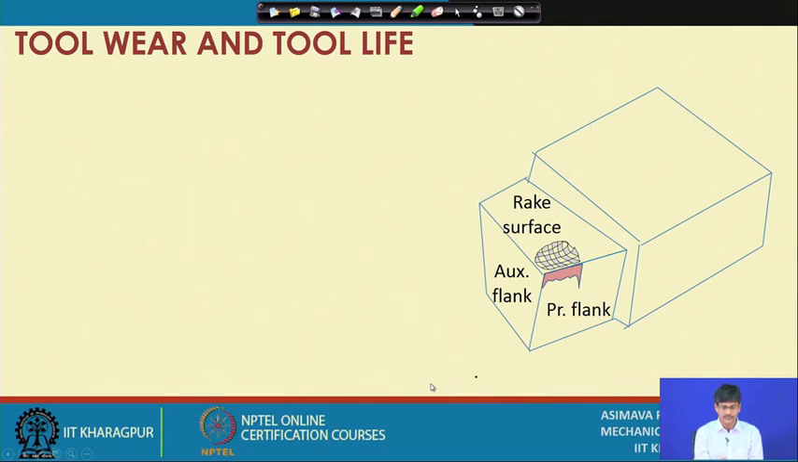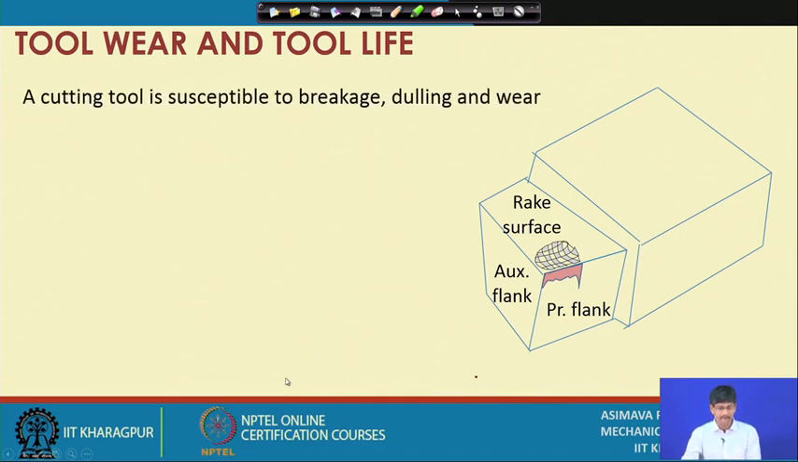Today's actual discussion is on tool wear and tool life. What do we mean by this? Tool wear means that whenever a tool is being used for removing material, after a few minutes of use, if you take out the tool and look at the tip of the tool, which is defined by the intersections of the principal flank, auxiliary flank and rake surface, we will notice that it has undergone a change.